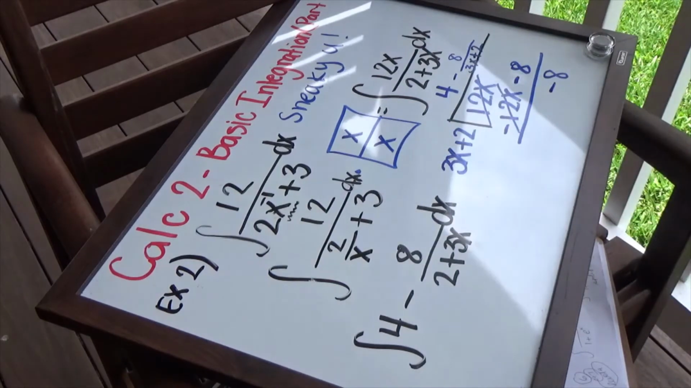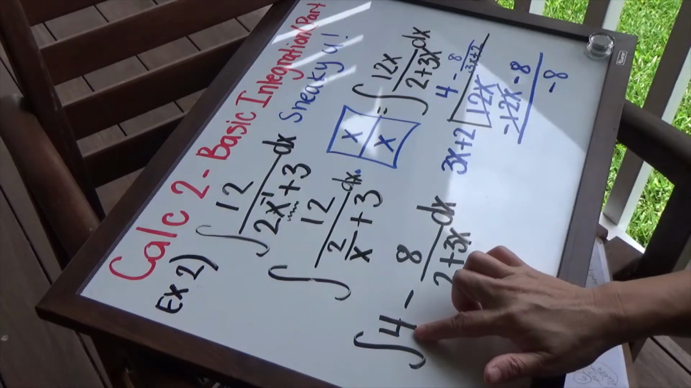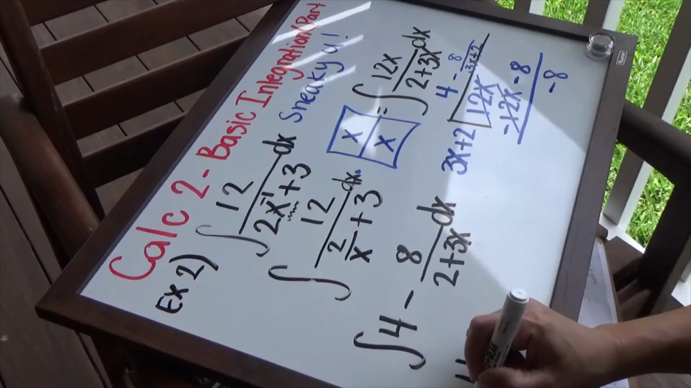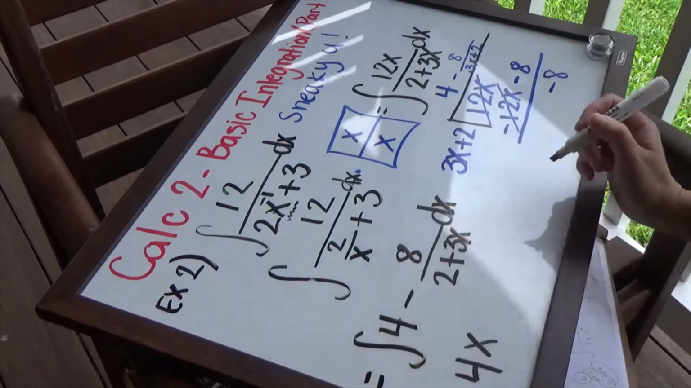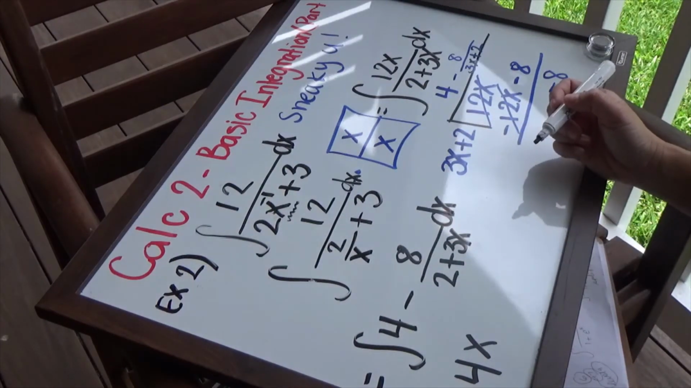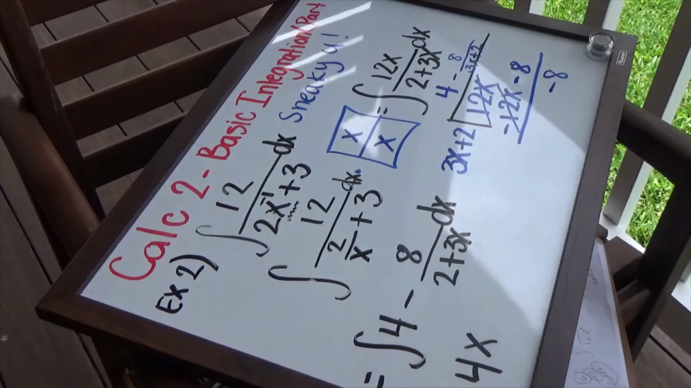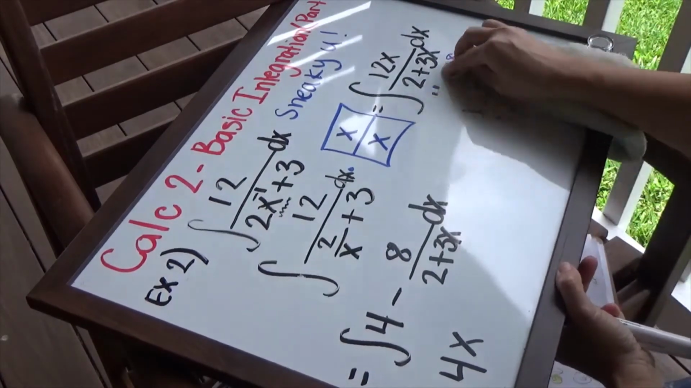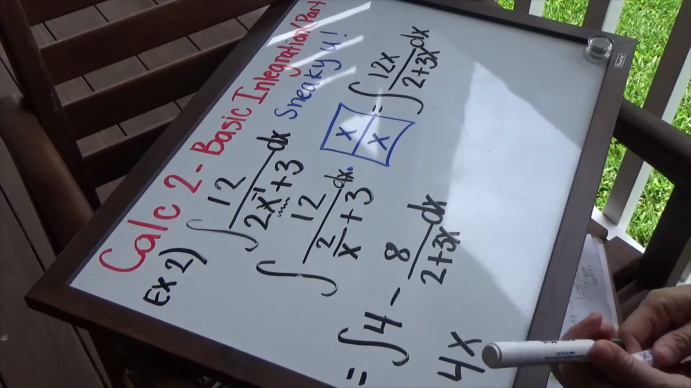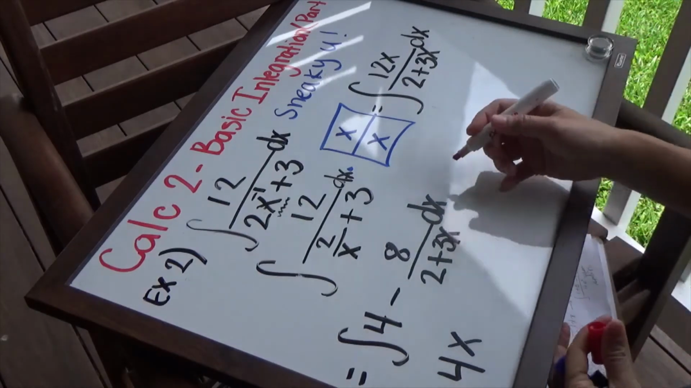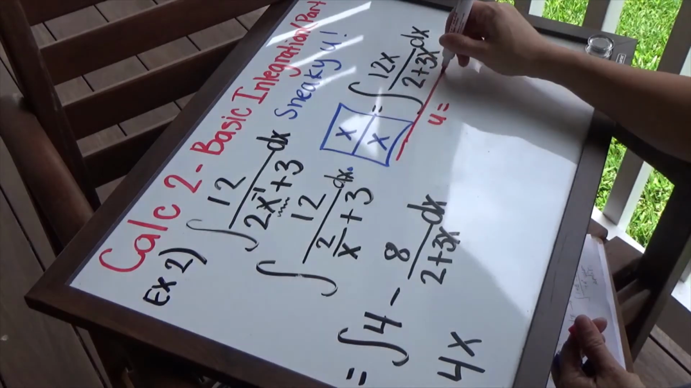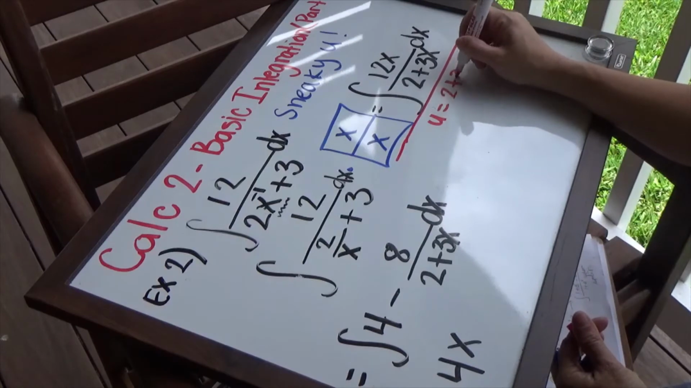dx. Okay, so this then, the integral of 4, we know, is 4x. Okay, and the integral of this, well, you know, we're going to do a u substitution, right? So I'm going to go ahead and make some room right here. I'm going to erase that division problem right here. Let's do a u substitution. Let u be 2 plus 3x.